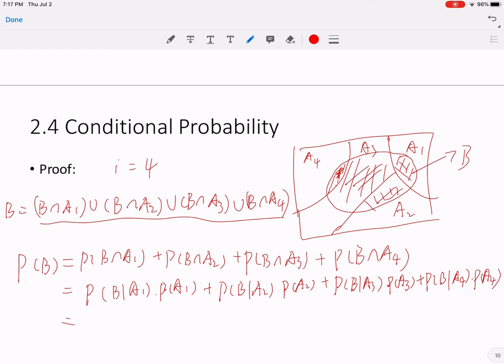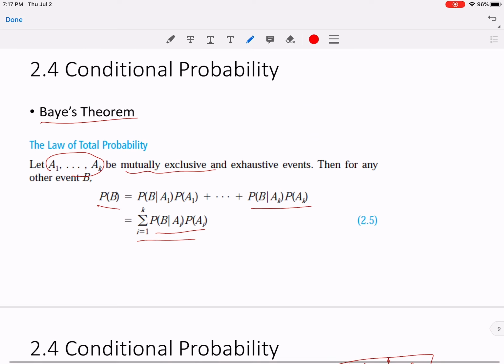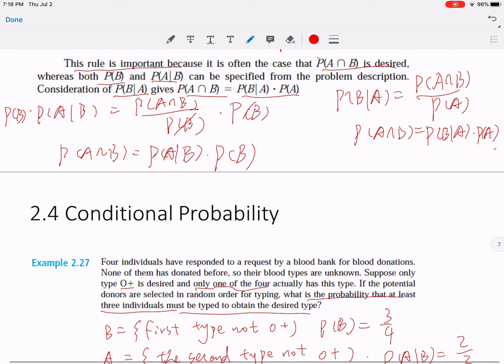Of course, if we want to put this in the form of a summation, that would be the sum of i from 1 to 4 of the probability of B given Ai times the probability of Ai, which is the form given here. That's how we got Bayes' theorem, okay? So I won't talk too much more about this. I just hope that once you see something about Bayes' theorem in the future, you'll say, okay, I saw something like this before. And that's it. All right, that's pretty much all about this part, conditional probability.